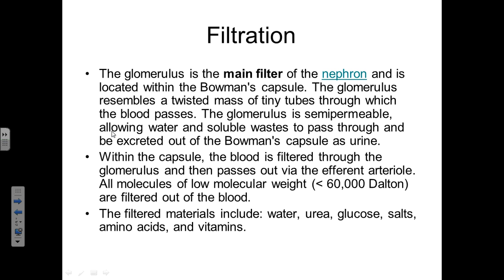Very, very tiny. Here's just a list of some of the things that get filtered out. Water, urea, glucose, salts, amino acids, vitamins. I want you to realize that a lot of that stuff, you don't want to urinate out, right? A lot of that stuff you want to keep. But in step one, it all gets taken out of your blood, it gets filtered out, and now you've got to sort out what you want to keep, what you want to get rid of. And that's step two.